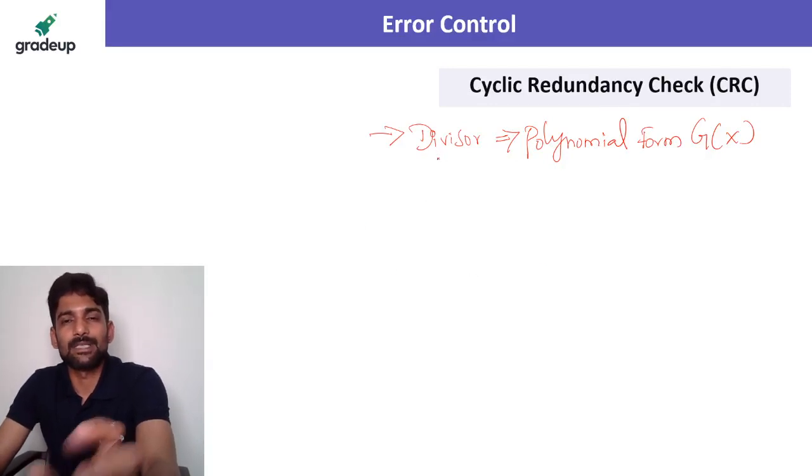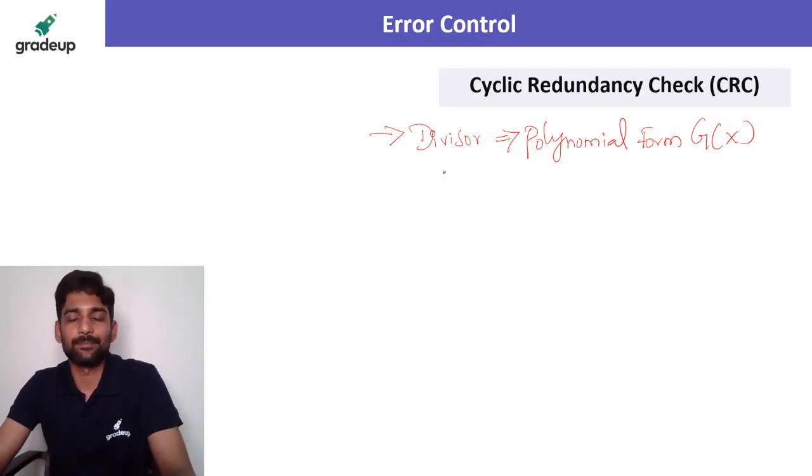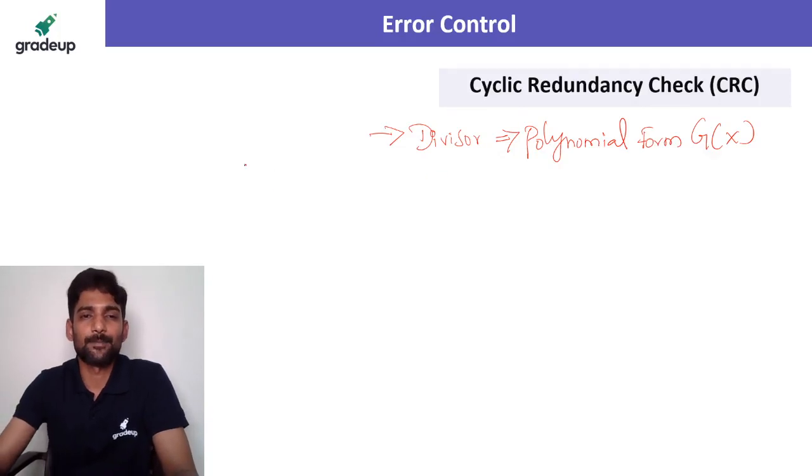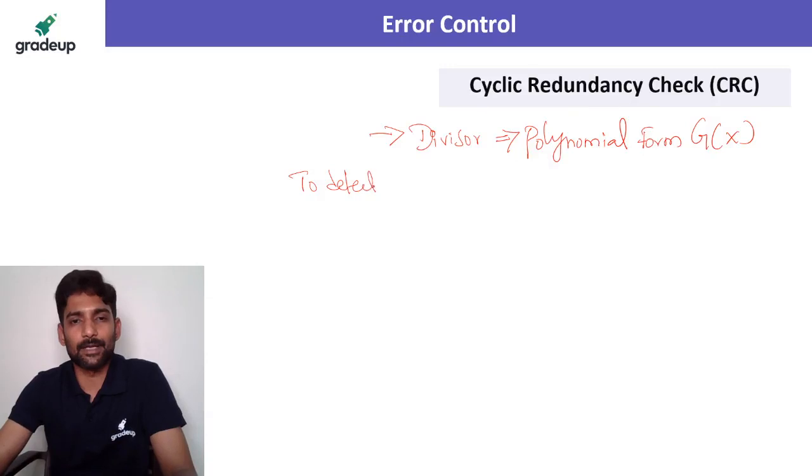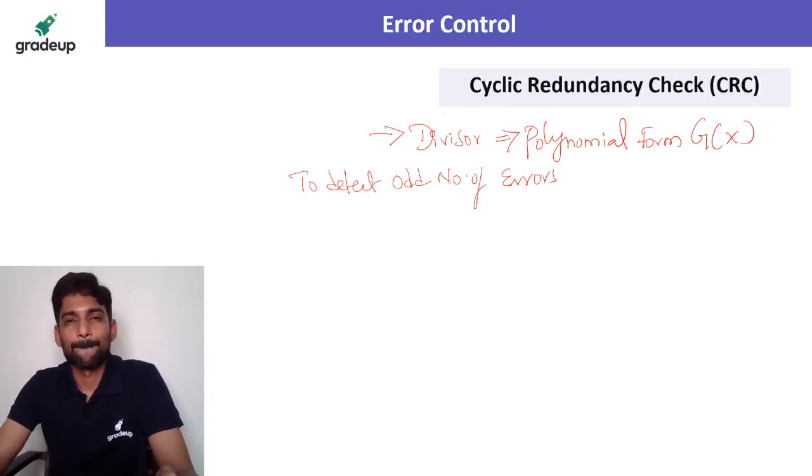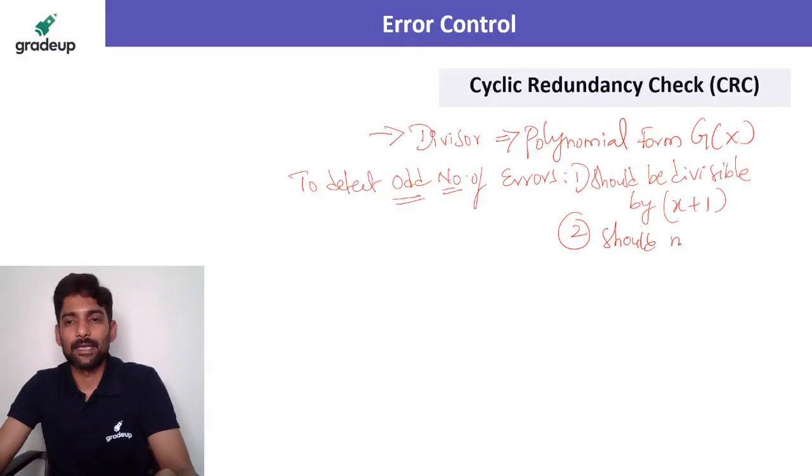Then for this CRC to work effectively, some conditions are given. Let me give you some important conditions. To detect all odd number of errors, the CRC procedure should detect if 1 bit changed, 3 bits changed, 5 bits changed. Similarly for even number of errors, meaning 2 bits changed, 4 bits changed, and so on. So for odd number of errors, what are the conditions? It should be divisible by x plus 1, and it should not be divisible by x.